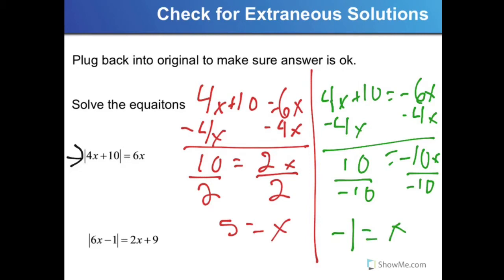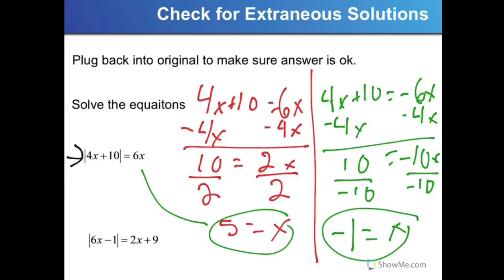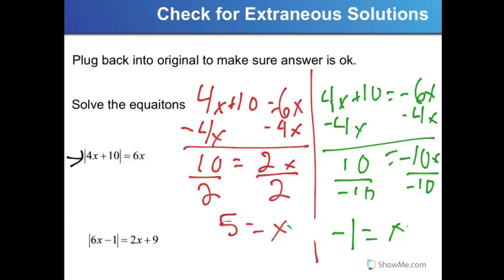Now the trick is I have to plug both of these into this side of the equation. If when I plug them in, this side is negative, I know that's not actually a solution. It can't actually work because when I solve this absolute value equation, I am not going to get a negative. So let's plug it in and see.